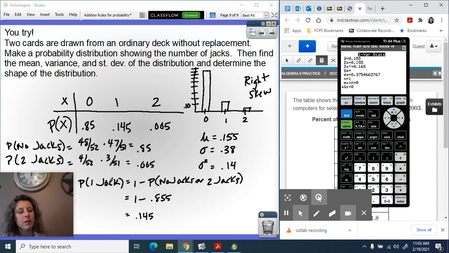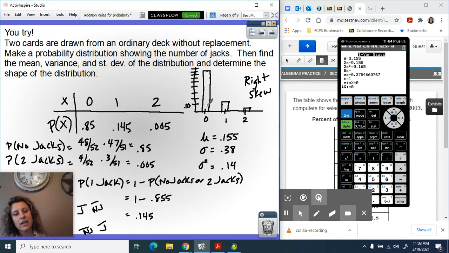And then I used the complement rule for the 1 jack because, again, I want these to add up to 1, but also thinking about the probability of getting 1 jack, I could get the jack on the first draw and then a non-jack on the second draw, or I could get the non-jack first and then the jack. So that seemed like a lot of work. So I just added the 0.85 and the 0.005 together to get 0.855, and then subtracted that from 1, using the complement rule. So that gave me that 0.145.